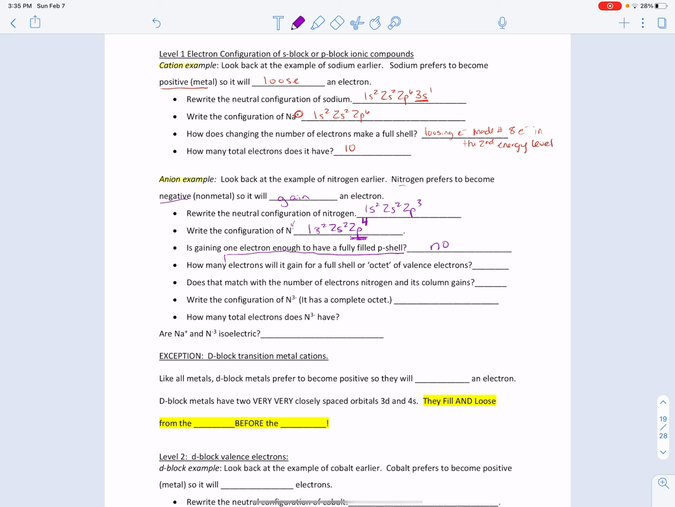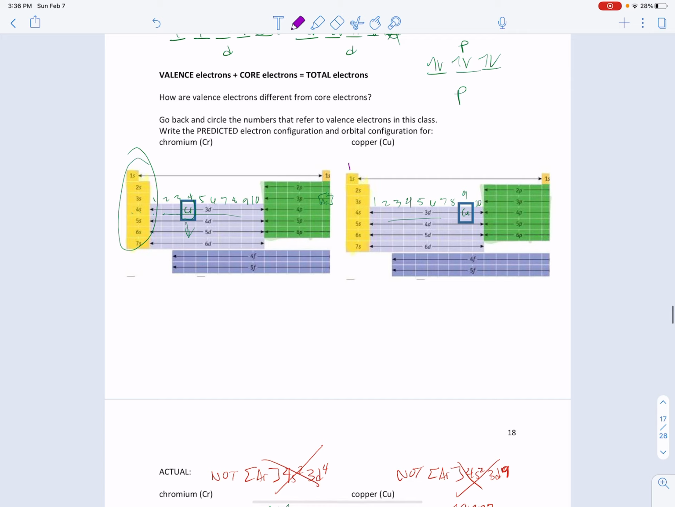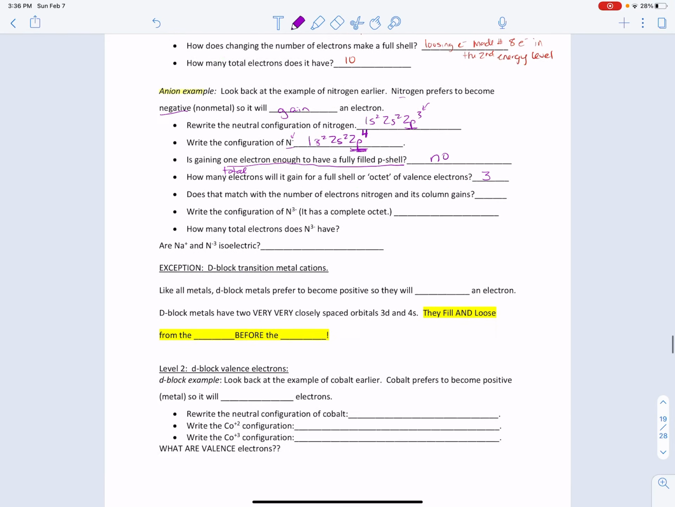How many total does it need to gain? It had 3. It needs 3 total electrons to get this 2p up to 6. Does that match the number of electrons nitrogen and its column gains? Well, if we look back at any of these, remember 1 valence, 2 valence, 3 valence, 4, 5, 6, 7, 8. So nitrogen is actually right here. So it would need 1, 2, 3 electrons to get to 8. So that is consistent.